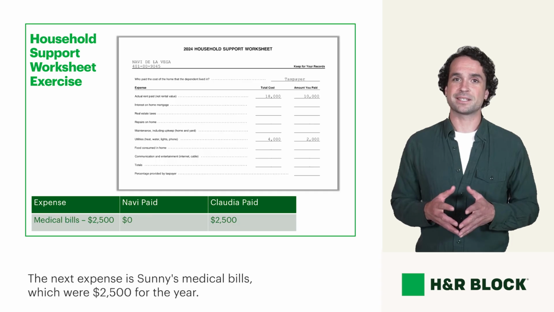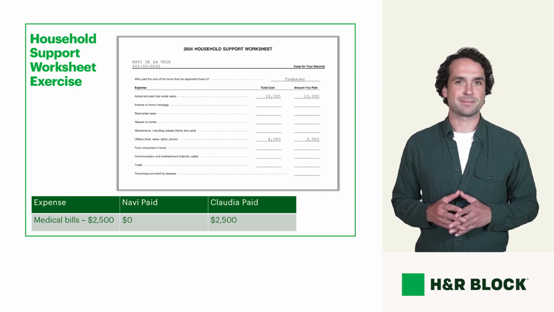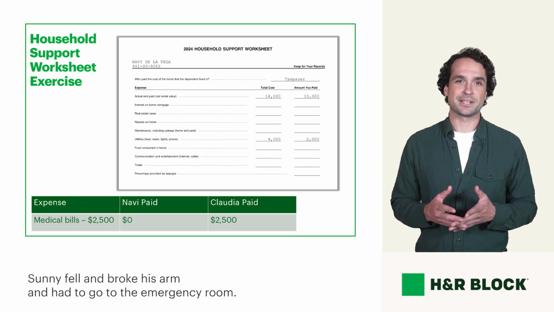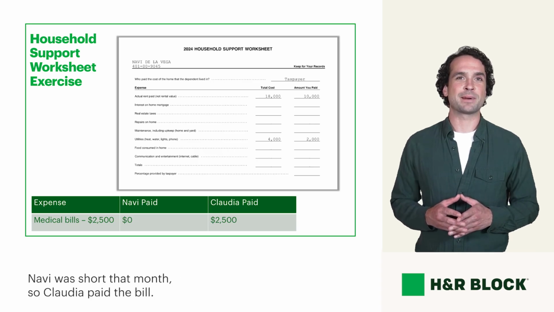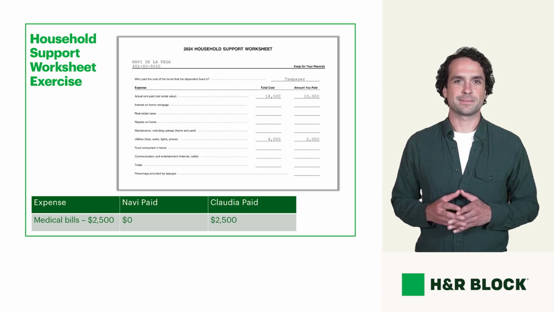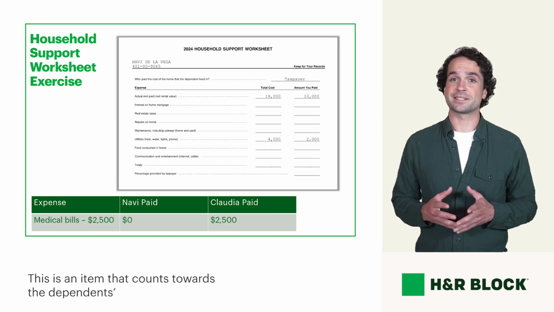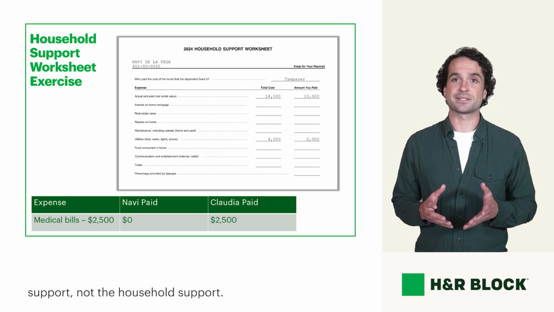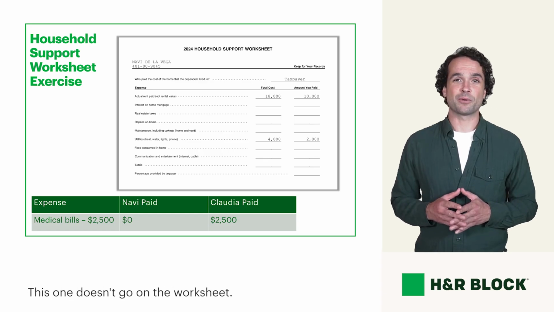The next expense is Sonny's medical bills, which were $2,500 for the year. Sonny fell and broke his arm and had to go to the emergency room. Navy was short that month, so Claudia paid the bill. Is this an expense for Sonny's support or the household support? Sonny's support. Even though support isn't an issue for a qualifying child dependent unless the child paid more than half of their own support, this is an item that counts towards the dependent's support, not the household support. This one doesn't go on the worksheet.